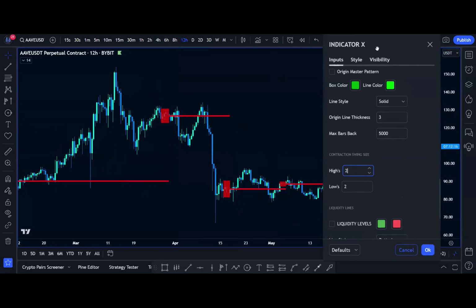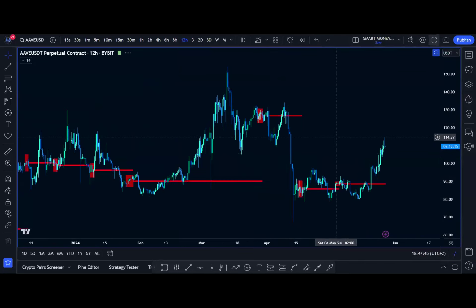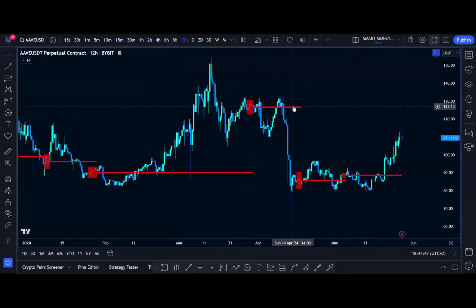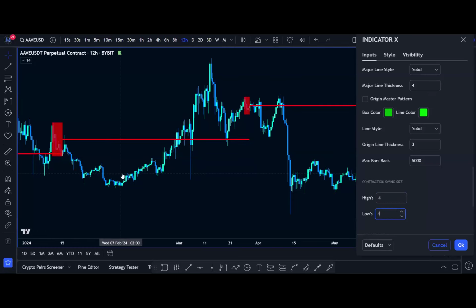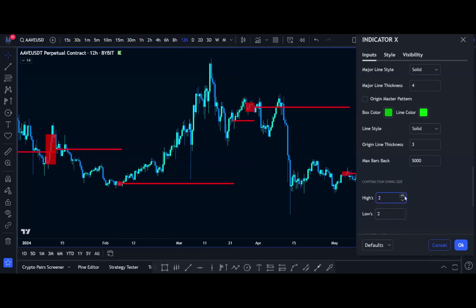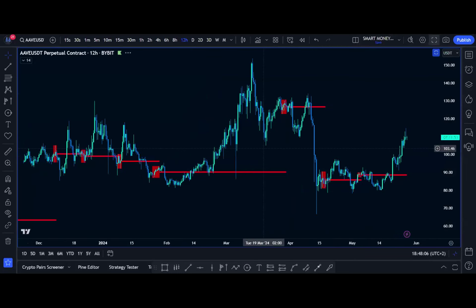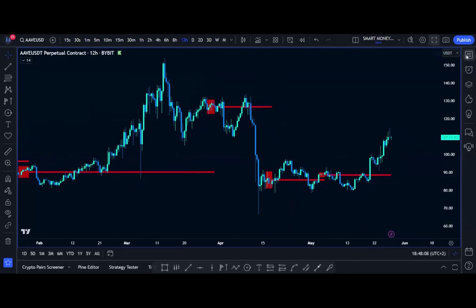But I like to open the chart and have a look. Sometimes it's something you can play around with, but the higher we go, the bigger swings it will incorporate. The lower we go, the more master patterns it will incorporate as well. So it also depends, but I'd say just leave it on a 2-2 on a higher time frame.